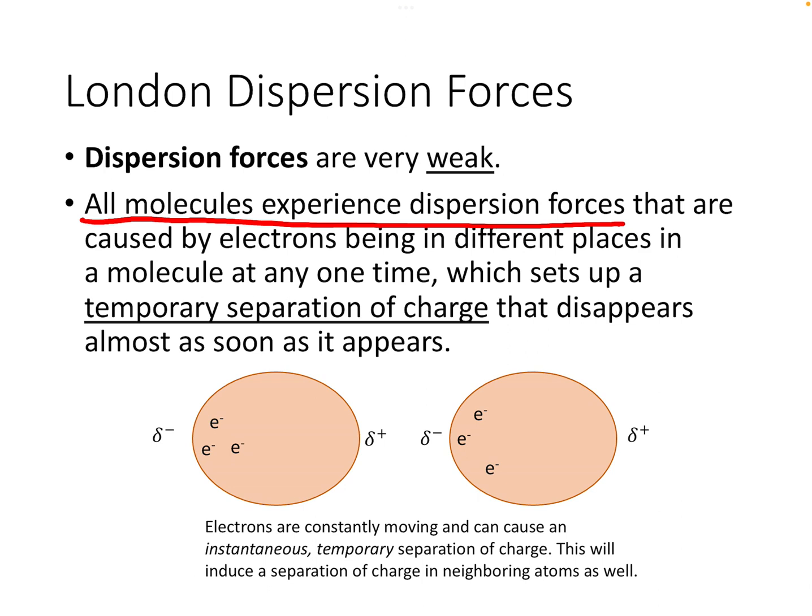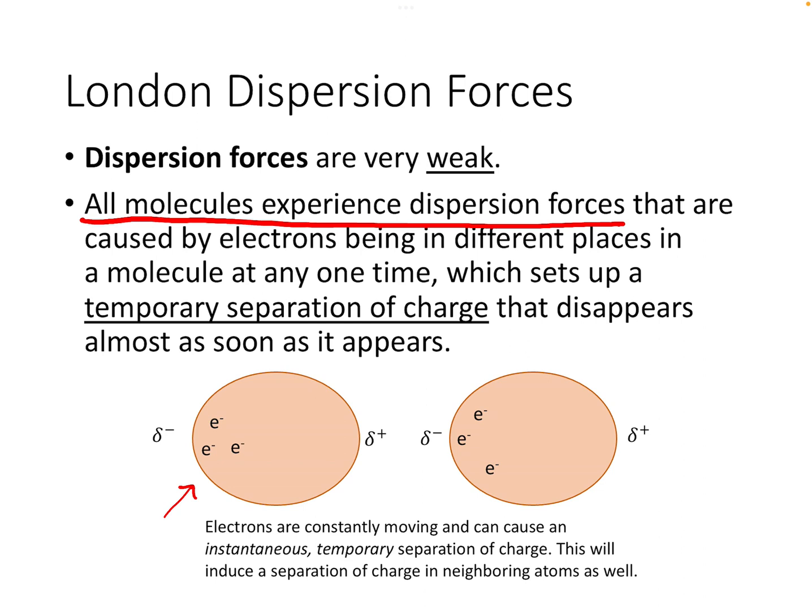So, for example, let's say we have an atom that has 3 electrons. Now, those electrons are moving around the atom, they're whizzing around, and there might be an instantaneous moment where all 3 of those electrons are on the left side of the atom, just for a very, very brief moment. Now, what this can do is cause a temporary separation of charge, and this will disappear almost as soon as it appears. So you can see why this would be a really weak force, because it's instantaneous, it doesn't last very long.